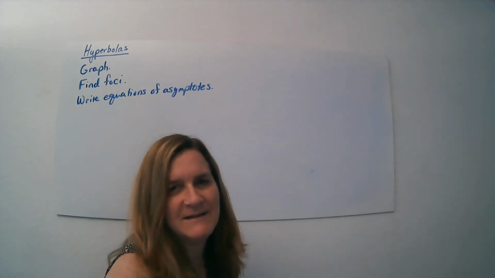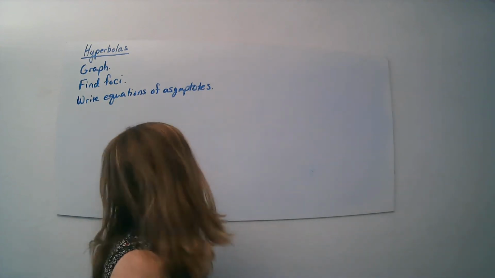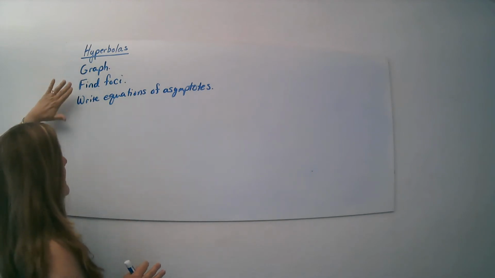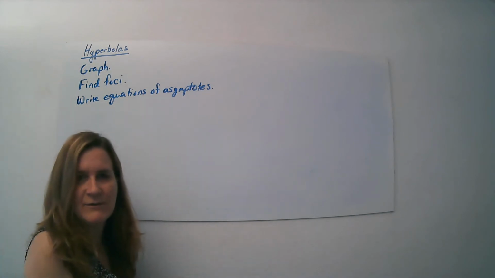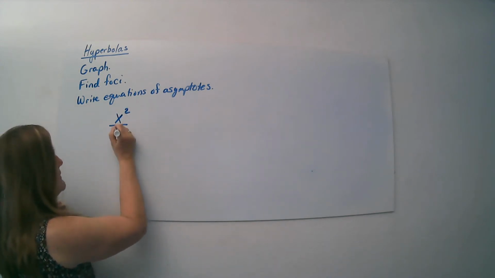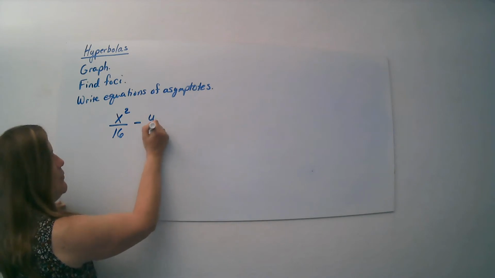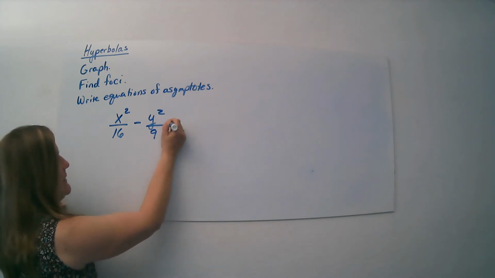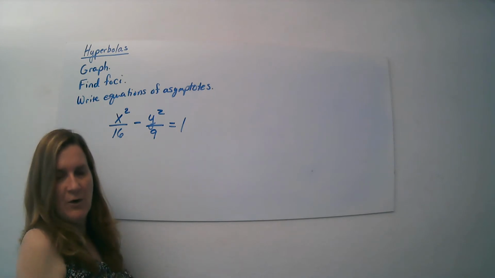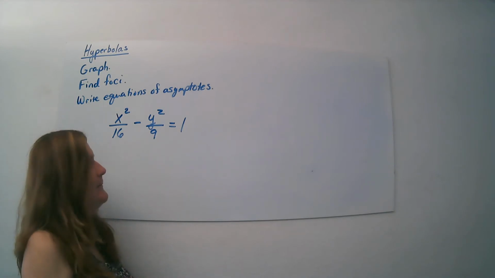Let's do a couple of examples of hyperbolas. We're going to graph each hyperbola, find the foci, and write the equations of the asymptotes. So let's start with this one. x squared over 16 minus y squared over 9 equals 1. So here's our equation of our hyperbola.